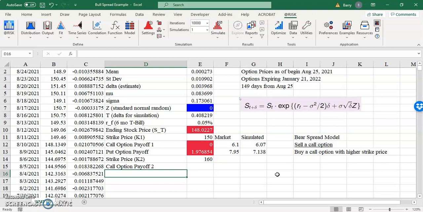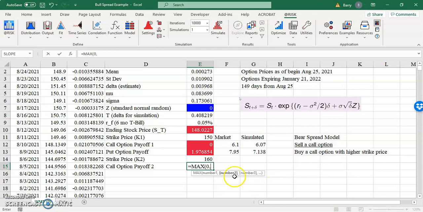So we need to build the call option payoff for option 2. It'll be the maximum of 0 or the ending stock price minus the second strike price. And then we'll go ahead and apply the discount factor, which is the exponential function of negative t, which is the time to expiration, times the risk-free rate.